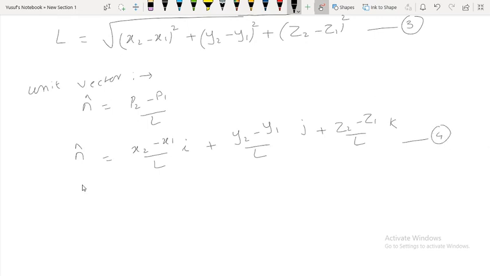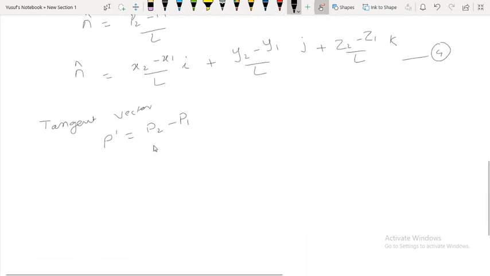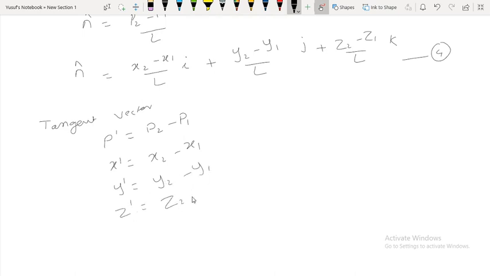Then after the unit vector, one more formula is there, the tangent vector. The tangent vector formula is P dash is equal to p2 minus p1. So p2 minus p1 is the tangent vector. If you want to write it in terms of x, y, z, x dash will be equal to x2 minus x1, y dash is equal to y2 minus y1, and similarly z dash is equal to z2 minus z1. This is equation number 5.